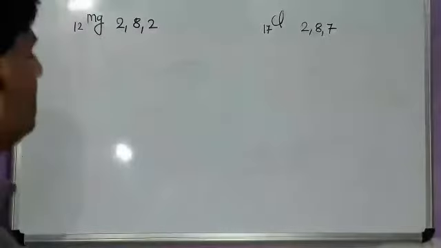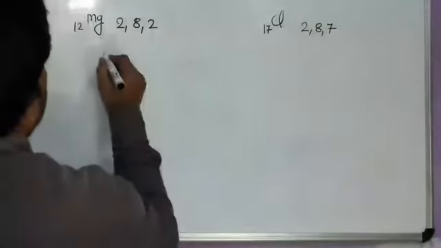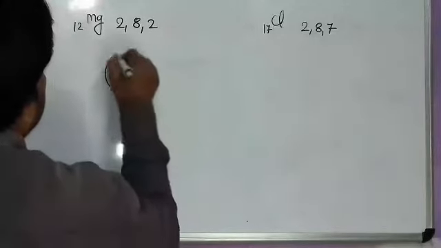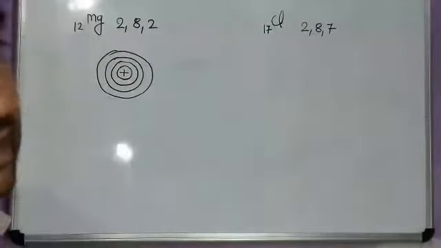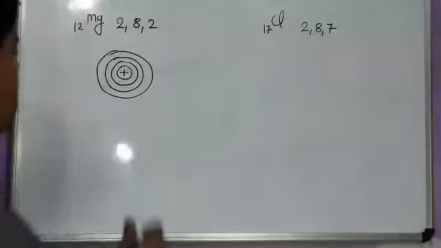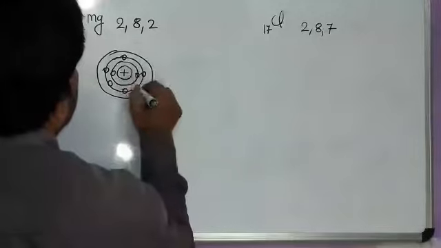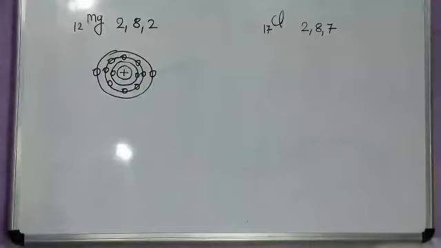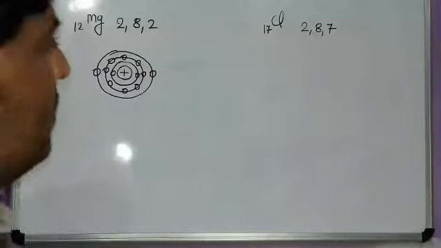Clear? So we are discussing the structure of magnesium and chlorine, and I am drawing it here: first shell, second shell, third shell. There are 3 shells in magnesium: 2, 8 and 2. Okay, this is in normal condition, before gaining or donating of electrons.